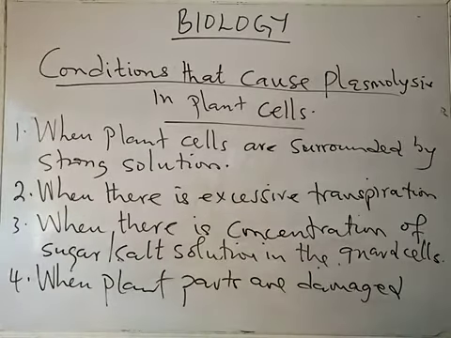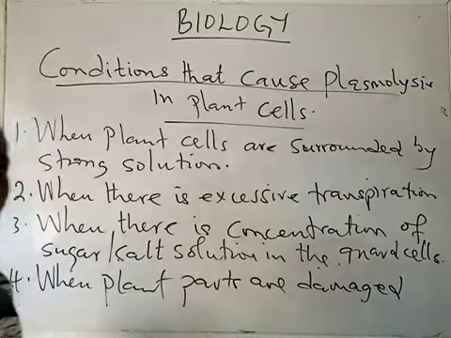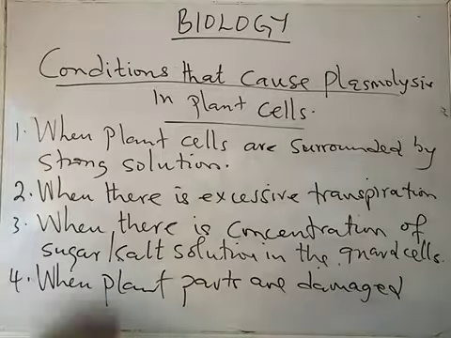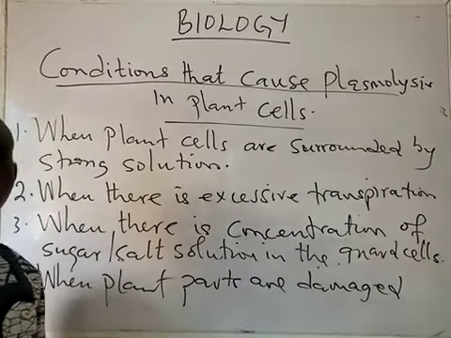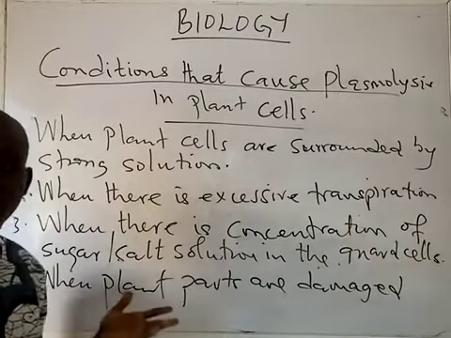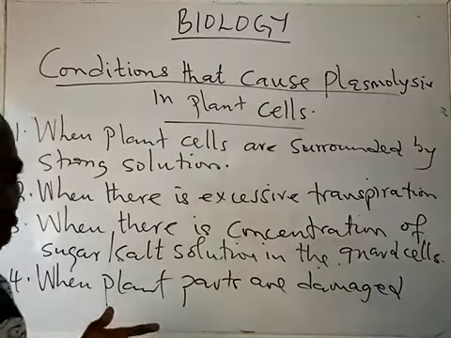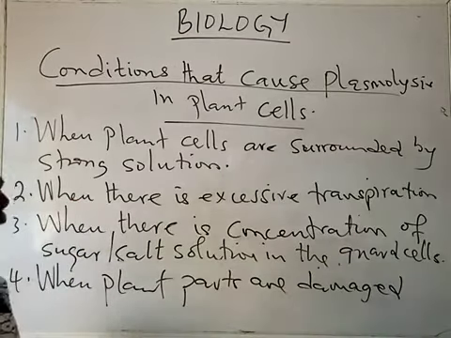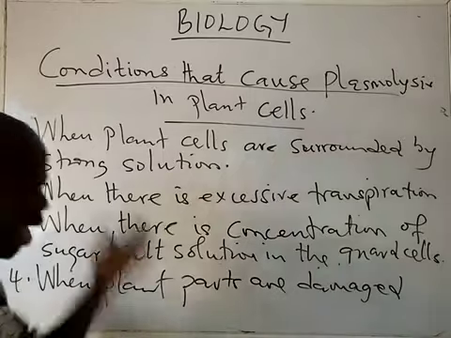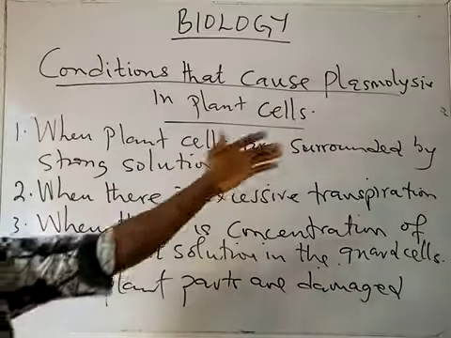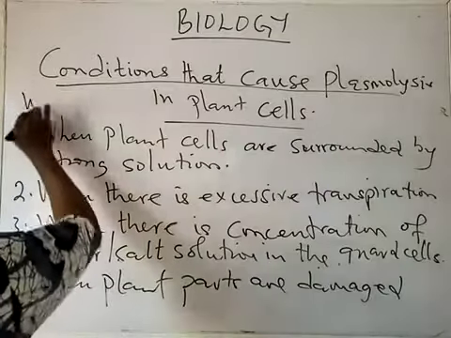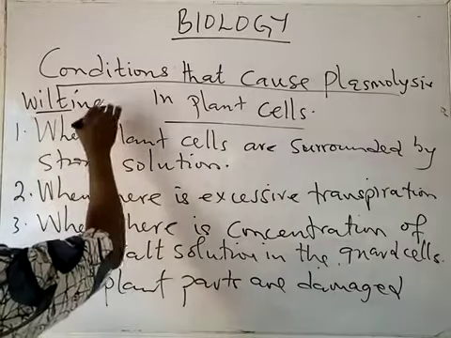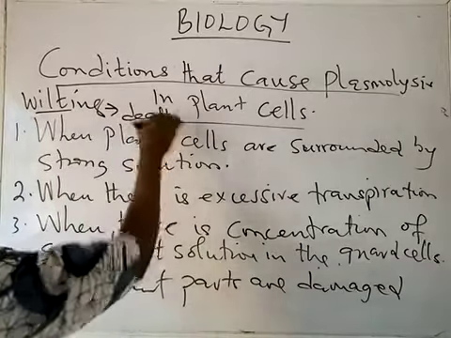If these conditions occur in plants and nothing is done, for example, whenever there is excessive transpiration due to very low humidity and dryness of the surroundings, then if it does not rain to take care of that situation, the plant will wilt away. We call it wilting. The plant parts will wilt away, and later it results in death of the cells of the plant.